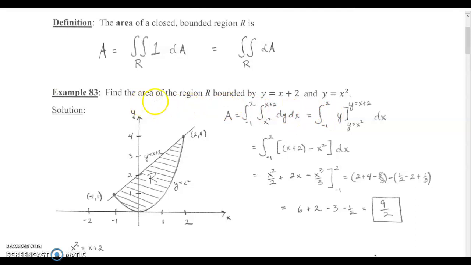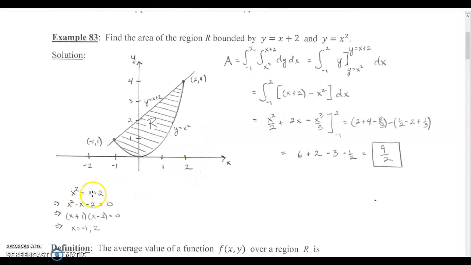So for example, if I want to find the area of the region R bounded by y equals x plus 2 and y equals x squared, I'm going to draw my region R first. So here is y equals x plus 2, here is y equals x squared, so I need to figure out what points these intersect at.